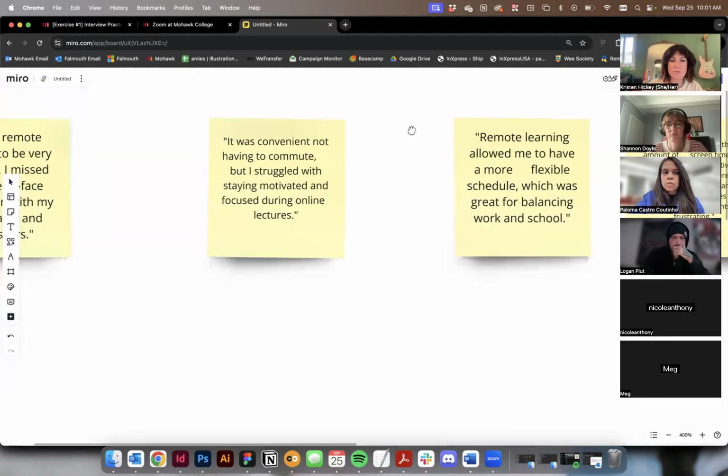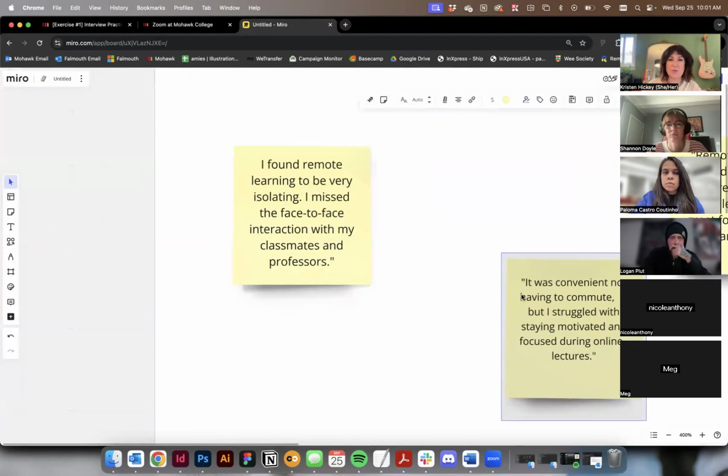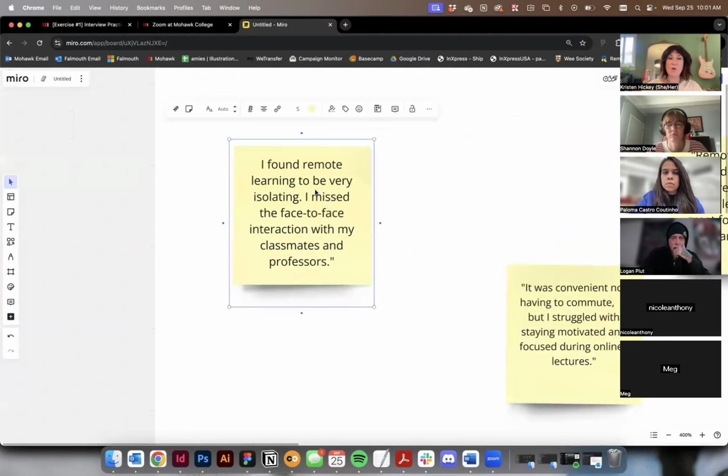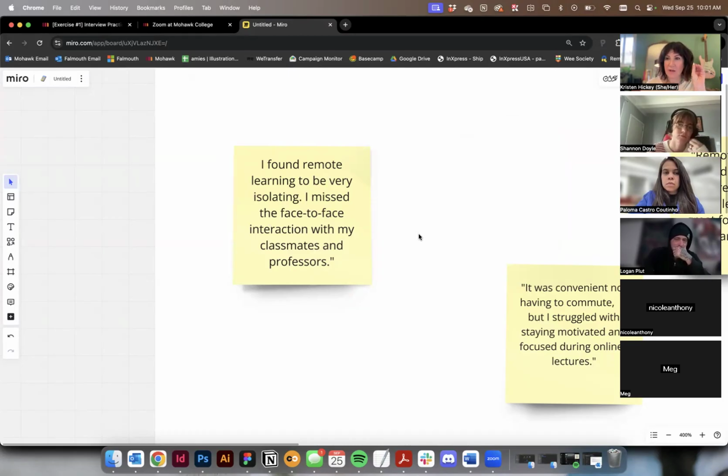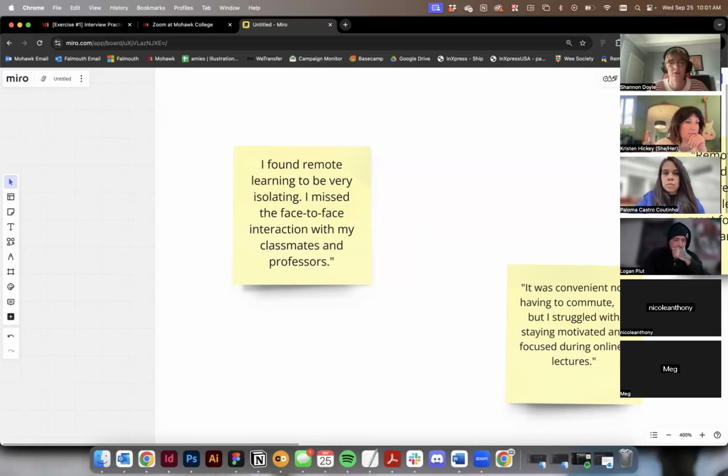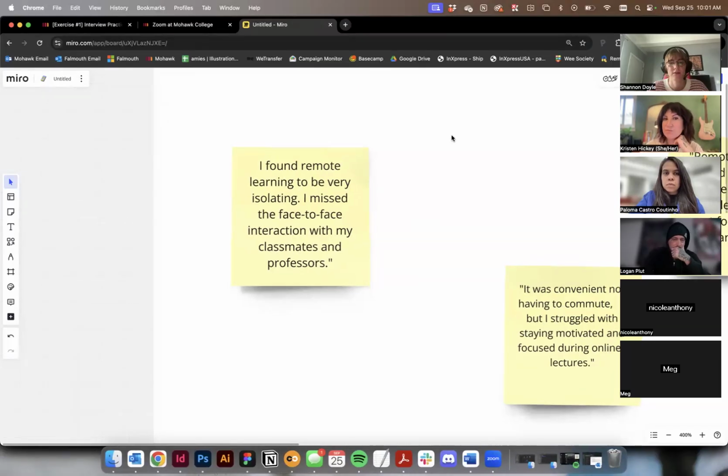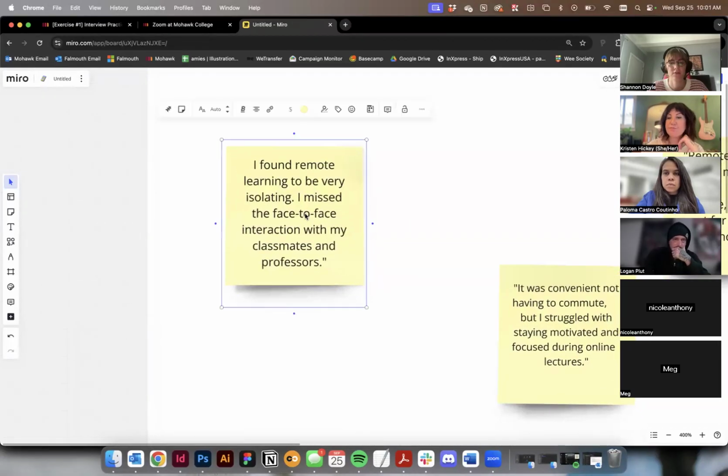So I'm going to look at this first point. When I'm organizing this, I don't need all of these details. Everything that's coming up here: I found remote learning to be very isolating. I missed the face-to-face. If I just want to grab the most relevant point of what this person is answering when it comes to remote learning, what would I grab from this one? Shannon? I feel like you would grab isolating and maybe missed face to face.